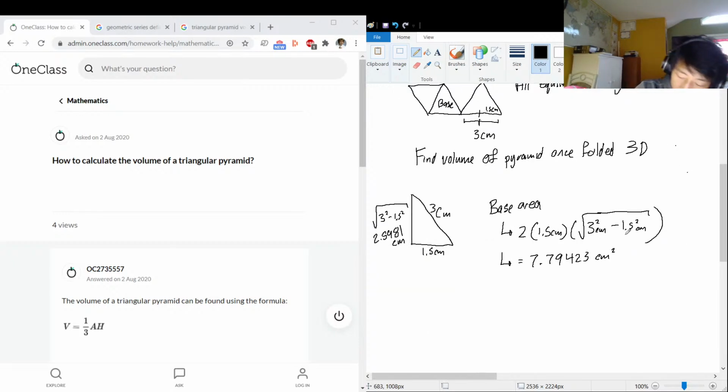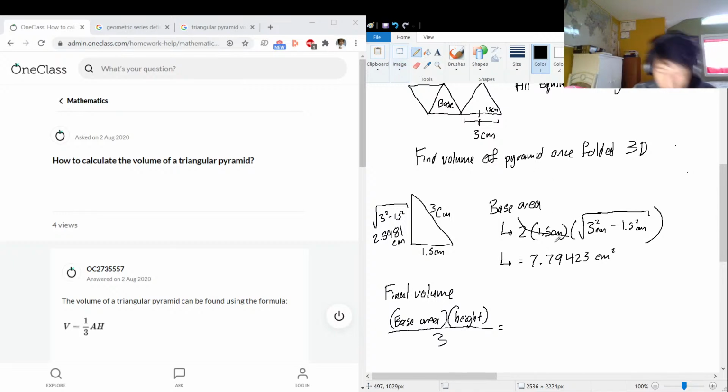So we know that the final volume is going to be the base area multiplied by the height, divided by 3, and this is what we'll get. So let's write in our full equation for the base area. It's actually just, oops.